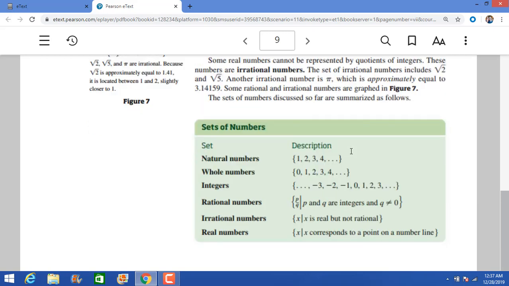So if we look at the sets of numbers, we have the natural numbers, which are a subset of the whole numbers, and whole numbers are a subset of the integers, and integers are a subset of the rational numbers. Then we have the irrational numbers, which are real but not rational. And if we take the rational numbers and the irrational numbers and put them together, we get the real numbers.